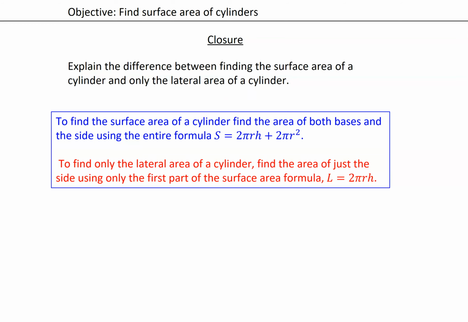So when you are finding the surface area of a cylinder, you have to make sure that you find the area of both circles or bases and the side. And here it uses the formula. You could also, of course, use a net. That would be fine also. But the key thing is making sure you understand that you're doing both circles and the rectangular side. If you're only finding the lateral area, that means it's just the area of the side, which is just the rectangle, and that is then just 2 pi r h, or which is capital L for lateral area.